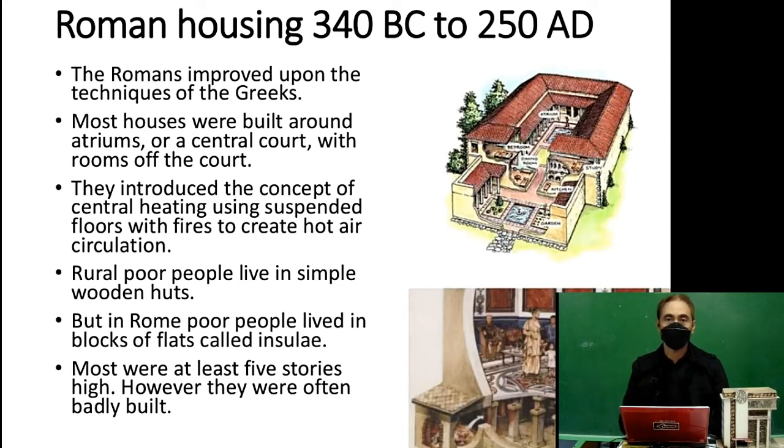Rural poor people lived in simple wooden huts. But in Rome, poor people lived in blocks and flats called insulae, or insula. Most were at least 5 stories high, however, they were often badly built.